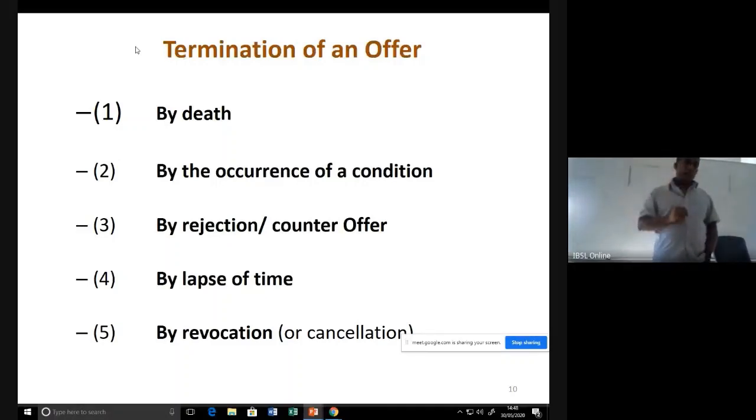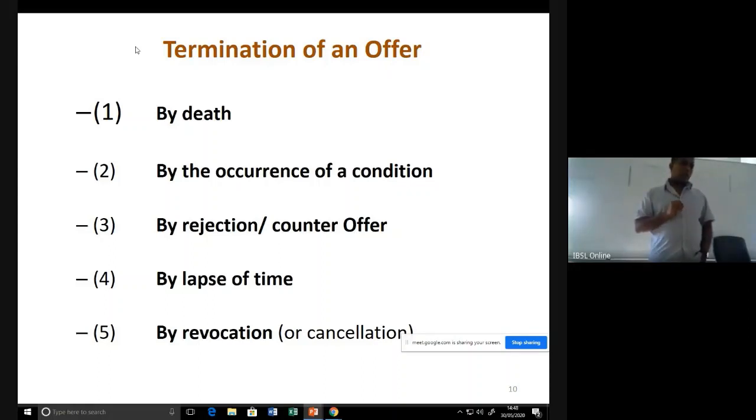After lapse of the time, that means at the end of 7 days, the offer comes to an end. So before next Saturday, Nimal has to accept. Sunday he can't, because once the time has lapsed, the offer comes to an end. So there's no offer to accept after 7 days. That is the fourth method where an offer comes to an end.